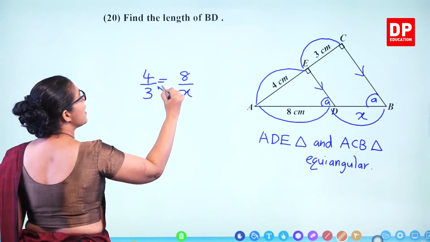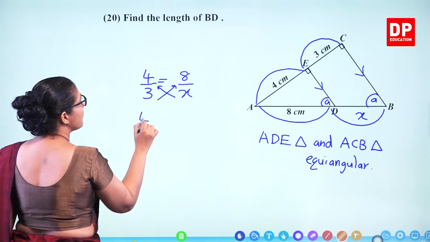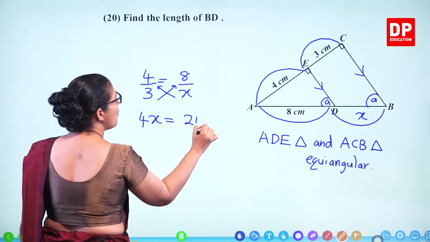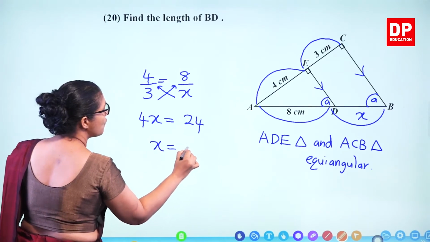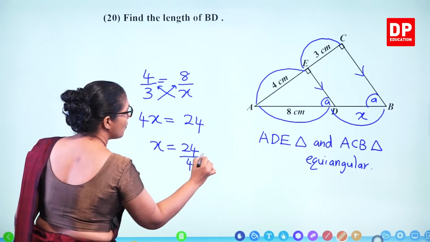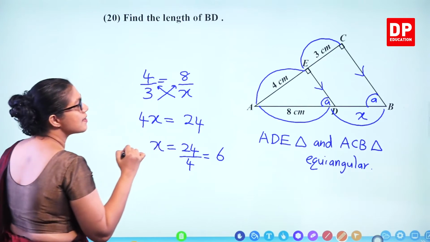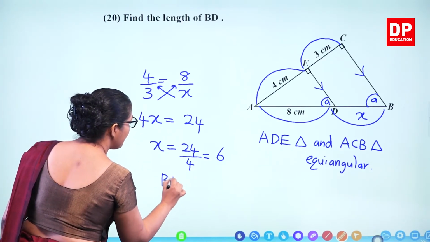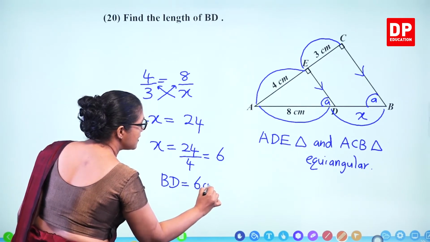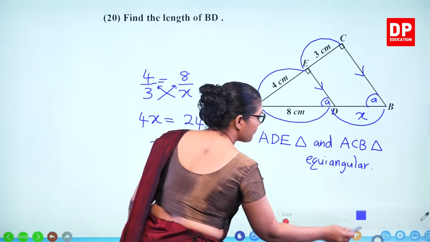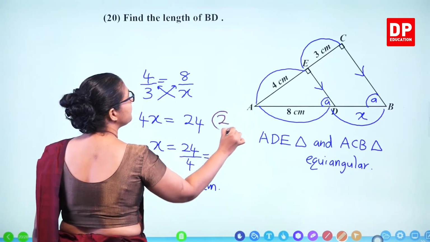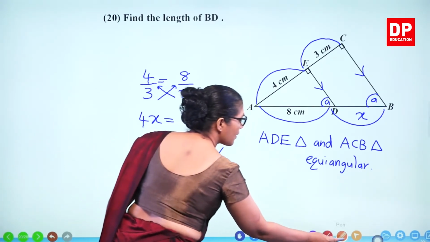You can cross multiply and find x. 4x equals 3 times 8, 24. X becomes 24 over 4. That's 6. So this is in centimeters. So BD is 6 centimeters. So you get 2 marks for that. Next one.